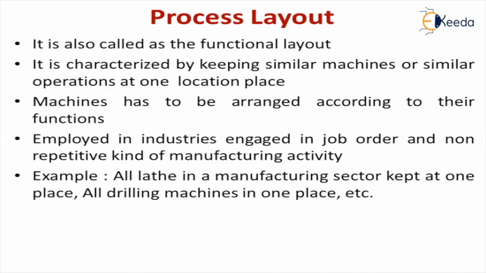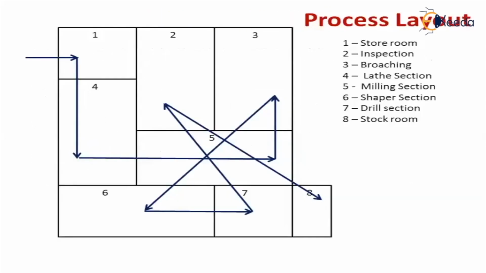Say, for example, all the lathe machines in the manufacturing sector can be kept at one place, and all drilling machines at another place, etc. So this is a simple process layout. So 1, 2, 3, 4, 5, 6, 7, 8. All these 8 indicate the different locations. One indicates the storeroom, second is the inspection and quality control. Where the broaching machines are kept is 3, lathe section is 4, milling section is 5, shaper machines are assembled at 6, drilling machines are at 7, and finally the delivering stock room is at 8.